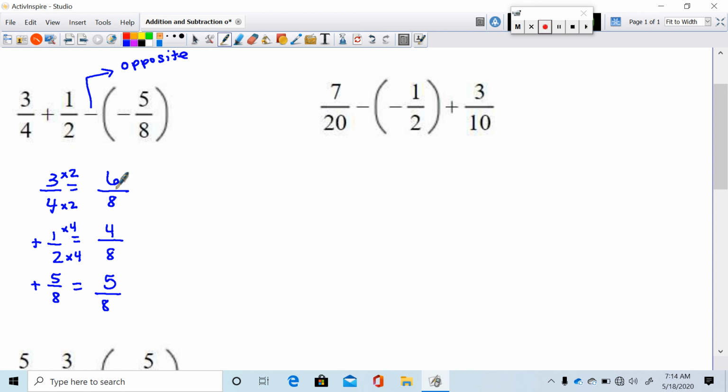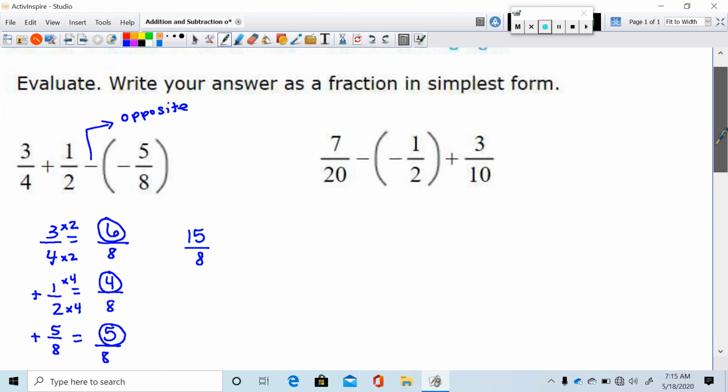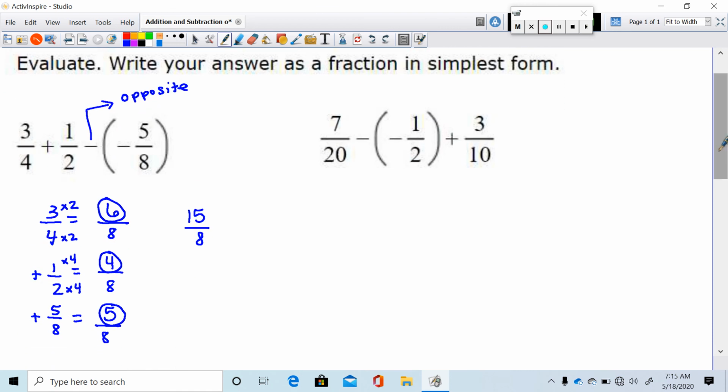So once you have common denominators, you keep the denominator and you add the numerators. Okay, so 6 plus 4 is 10. 10 plus 5 is 15. 15 over 8, and let's look at the directions to see how they want our answer. Write as a fraction in simplest form. So we can leave it as an improper fraction as long as it's in simplest form. So we do not have to change this back into a mixed number. So 15 over 8 is the answer for this one.